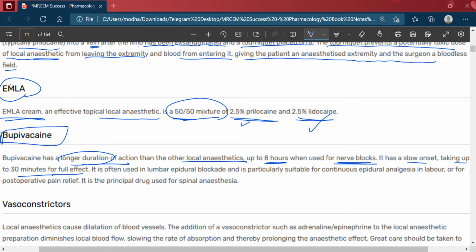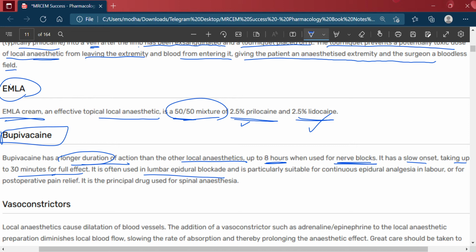It is often used in lumbar epidural blockade, and is particularly suitable for continuous epidural analgesia in labor or for post-operative pain relief.